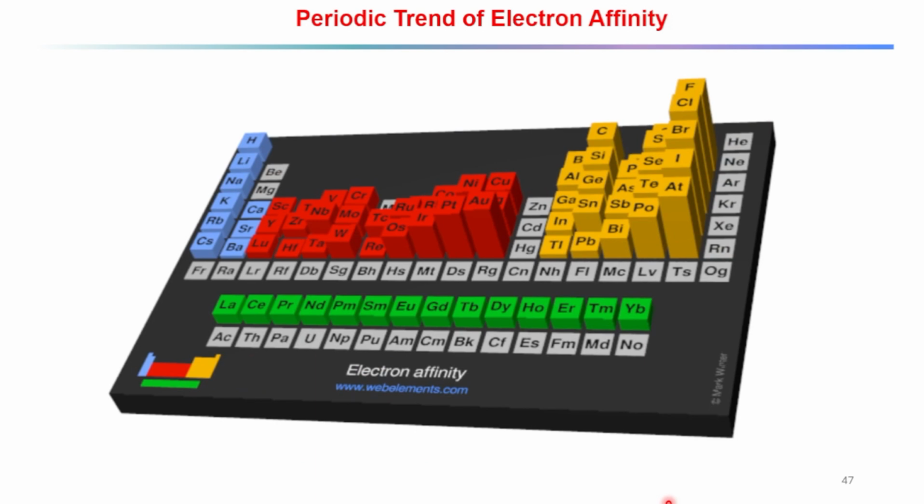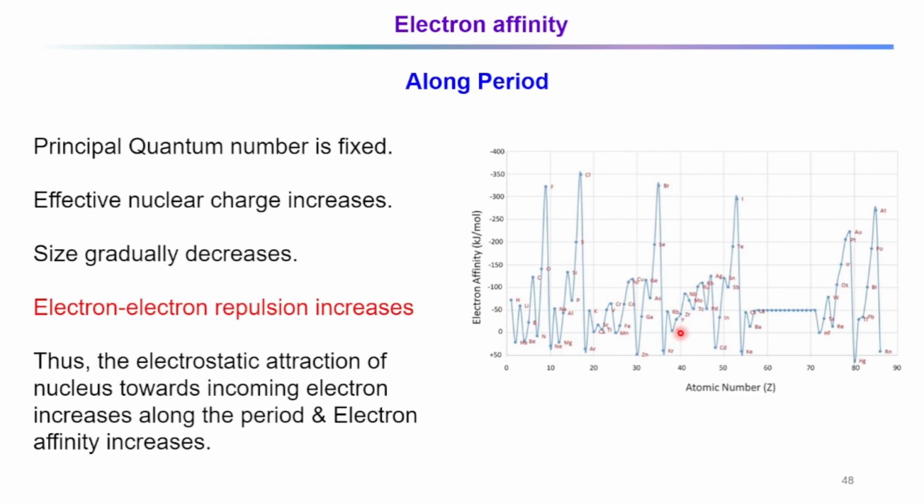Now let's see the 3D bar plot for these electron affinity values. You can see as we come from left to right, the electron affinity increases. And as we go from top to down, the electron affinity decreases, right? So what are the reasons behind it? We will try to understand. For this, I will take this pen.